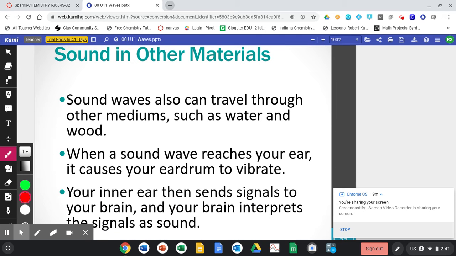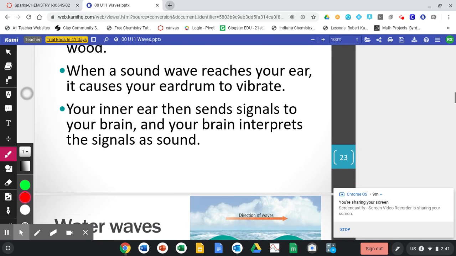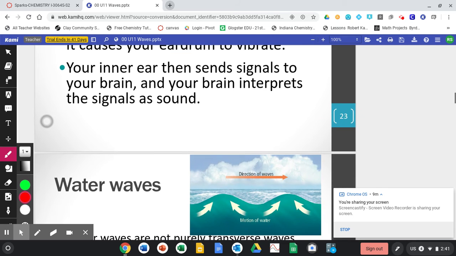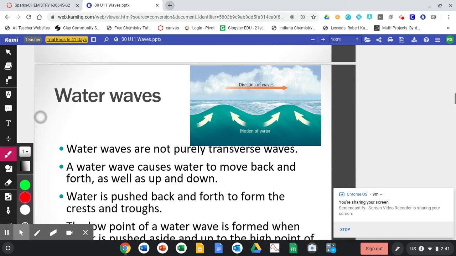Sound in other materials. So now think about if you tried to talk to somebody underwater, you're in a pool and you holler at somebody, how different that sounds. So sound waves also can travel through other mediums such as water and wood. And when a sound wave reaches your ear, it causes the eardrum to vibrate. Your inner ear then sends a signal to your brain, and your brain interprets the signals as sound.